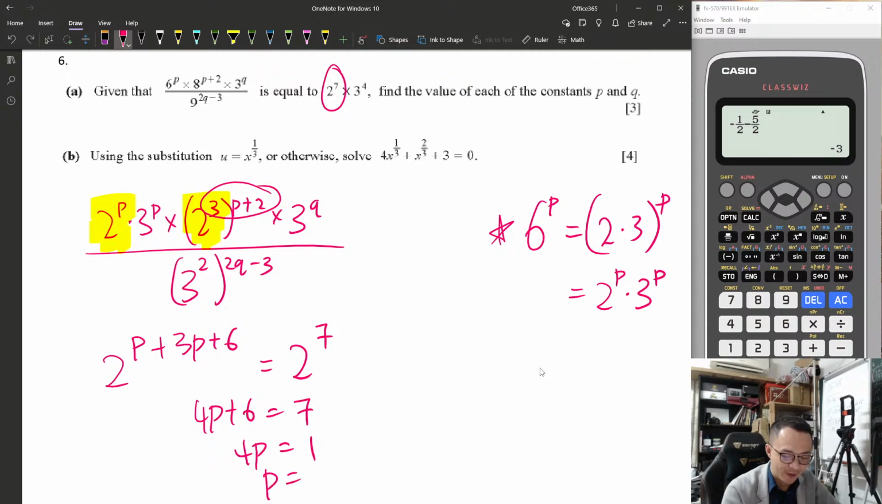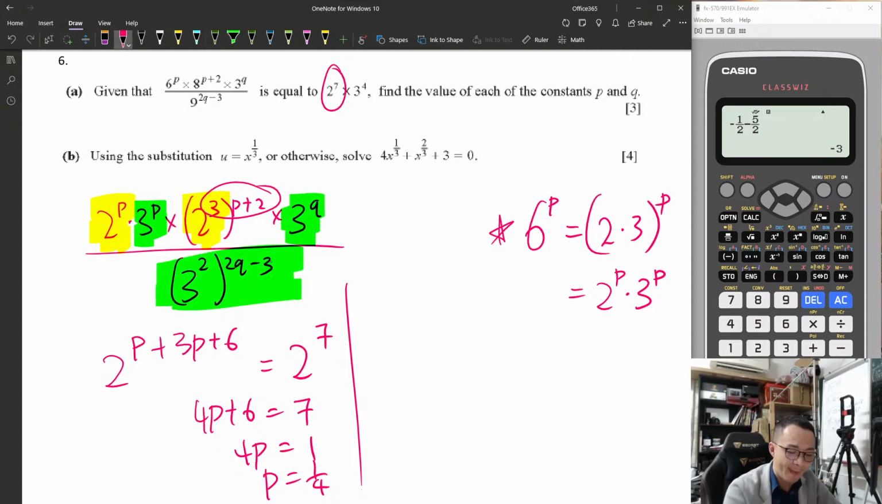P is 1 over 4. Done. Then I will do this. Now I can focus on the q here. I mean 3 here, 3 power of p, 3 power of q. And then I have the whole 3 thing at the bottom. So I can say 3 power of p multiply, right?